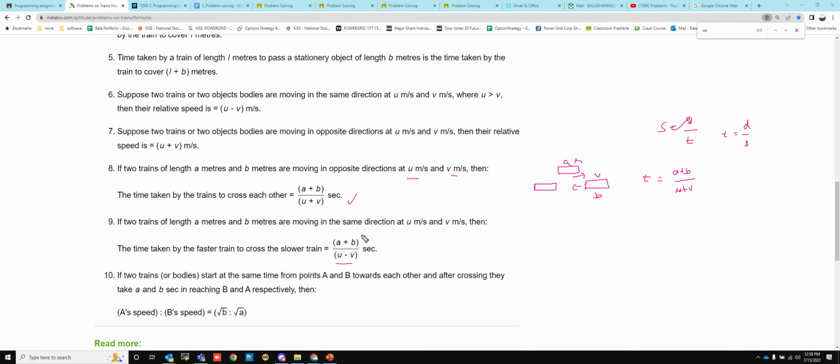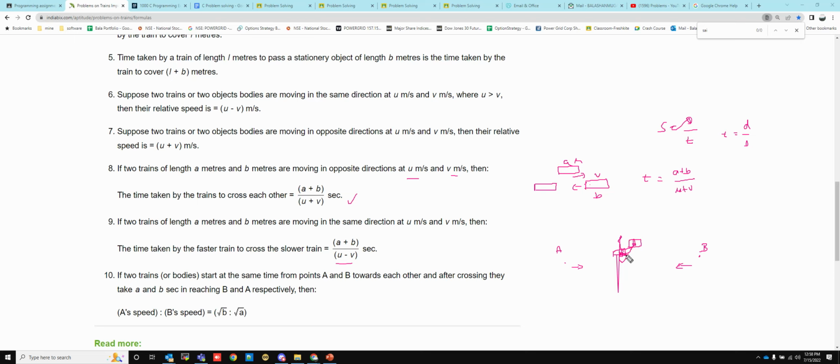Okay. Now the 10th point: if two trains start at the same time from points A and B, one point is A, the other point is B, and move towards each other. Okay, they are moving like this. They are moving towards each other. And after crossing, okay, so this train has crossed. Let's assume this is a train. It started from B. This is a train. It started from A. Right?